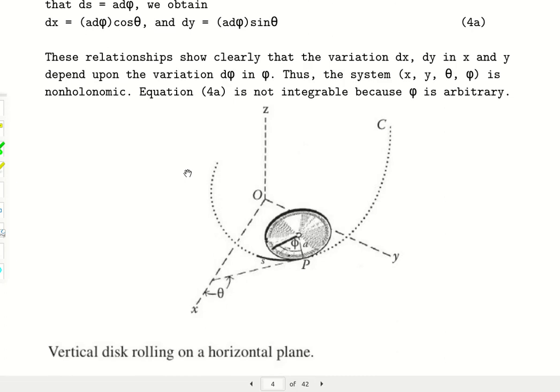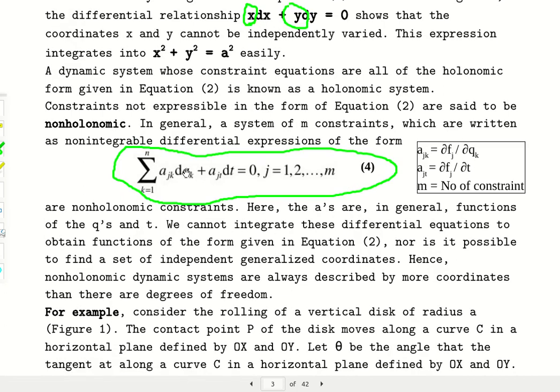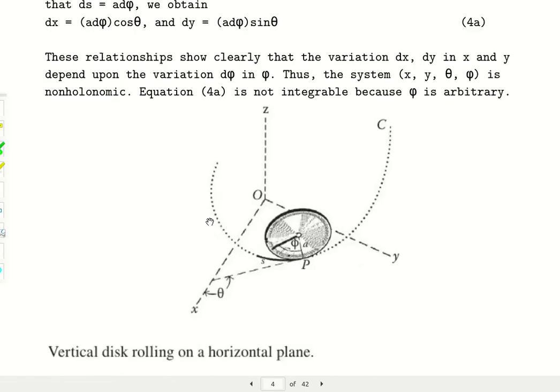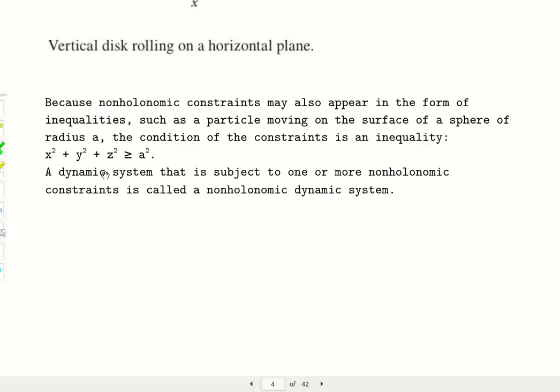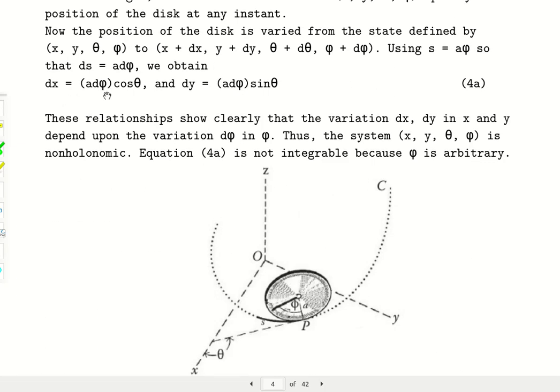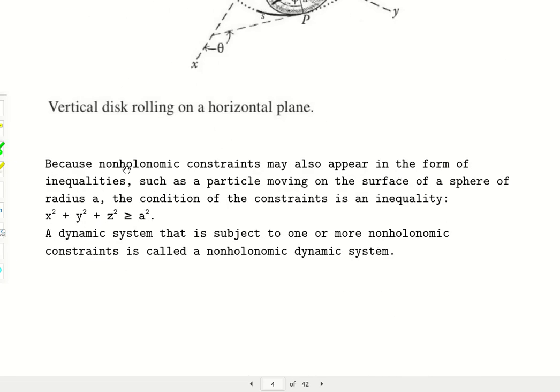So the difficulty of non-holonomic constraints is that it cannot be expressed in a functional form. There is another example where the inequality comes into play. Here at least we get some equation with equal signs, but in the case of a particle moving on the surface of a sphere, x square plus y square plus z square is the distance square from the center of the sphere, that is, the position of the particle.